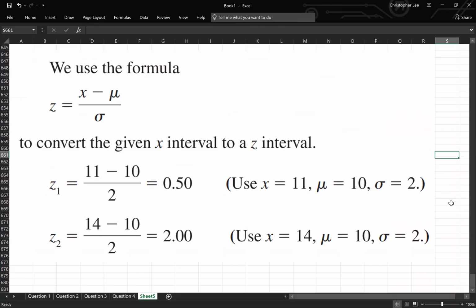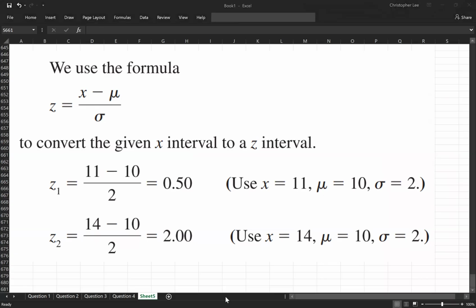So now I know that instead of saying from 11 to 14 is what I'm looking for, I really only want the standard normal curve from z equals 0.5 to z equals 2. That's really all I'm looking for. After that, we could look it up in the table, real nice and simple.